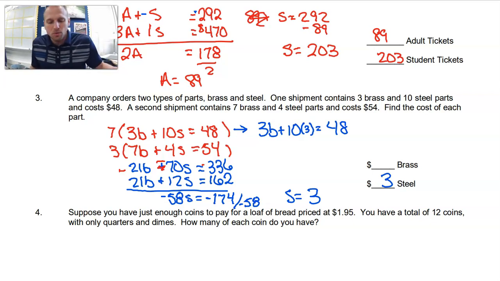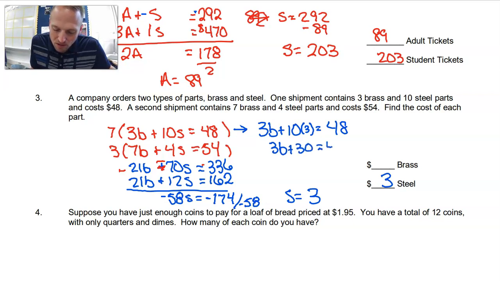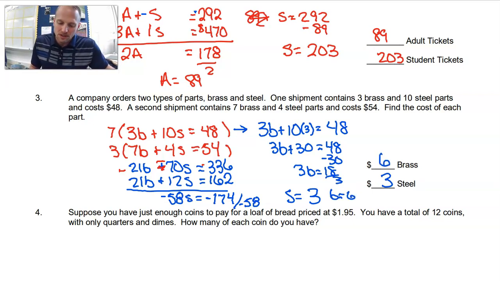So we've got 3b plus 10 times 3, well, that's going to be 30. 3b plus 30 equals 48. Subtract the 30. 3b equals 18. Divide by 3, and we're going to get b equals 6. So each brass part is going to be $6.